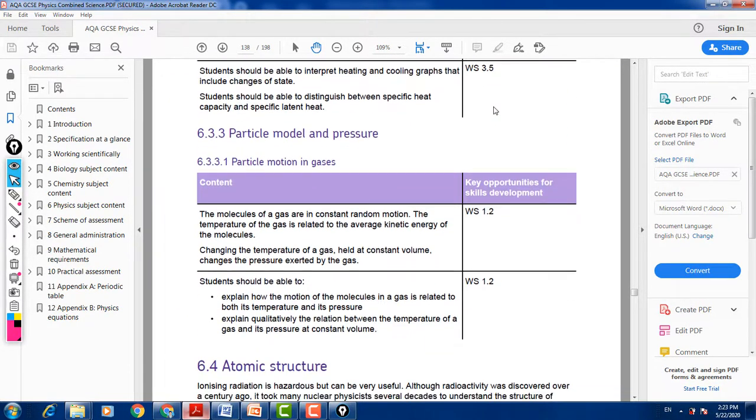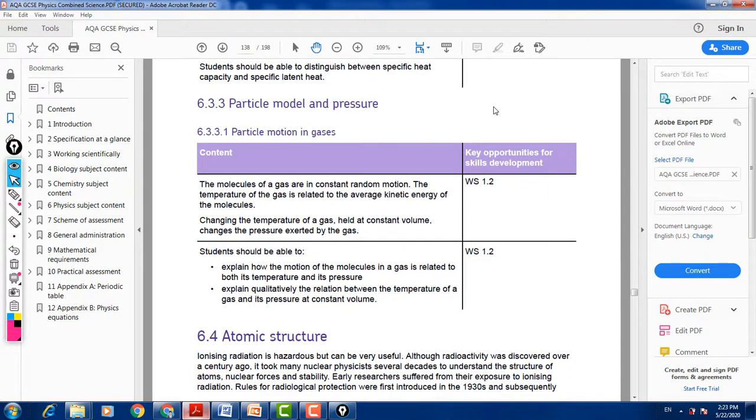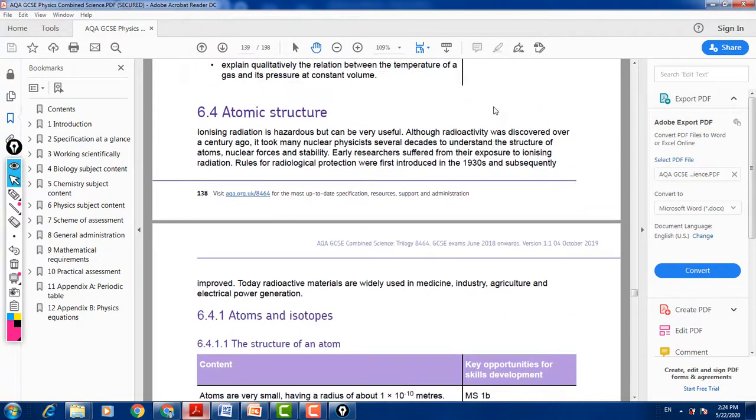And the next one would be the particle model and pressure. Over here, we'll discuss the particle motion in gases. Then comes the next chapter, that would be atomic structure. So this is the last topic for paper 1.